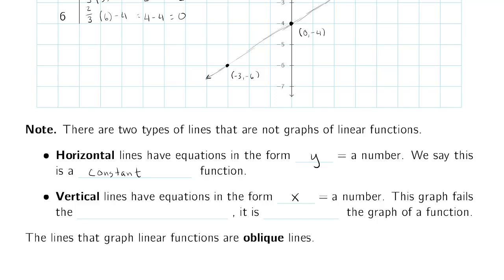And obviously, if I have a vertical line, it intersects itself at more than one point. So that fails the vertical line test. And therefore, a vertical line is not the graph of a function at all. The lines that are not horizontal or vertical, we can call oblique lines. So we're saying that the graphs of linear functions are oblique lines. And furthermore, given any oblique line, we can write down a linear function such that that line is its graph.